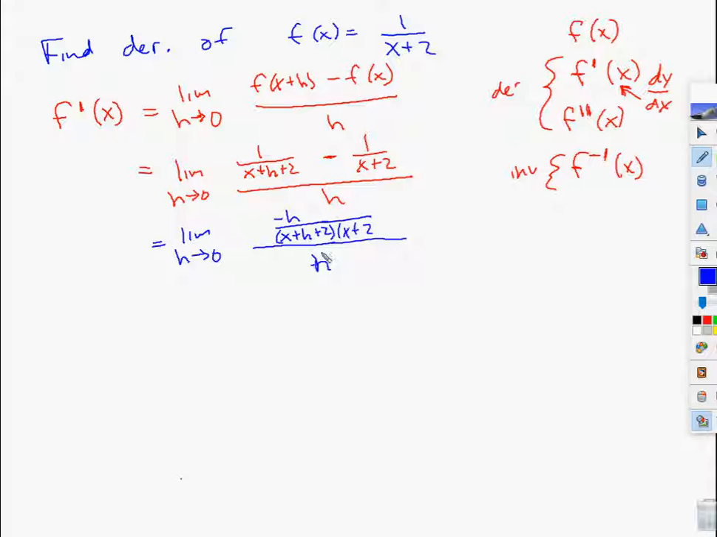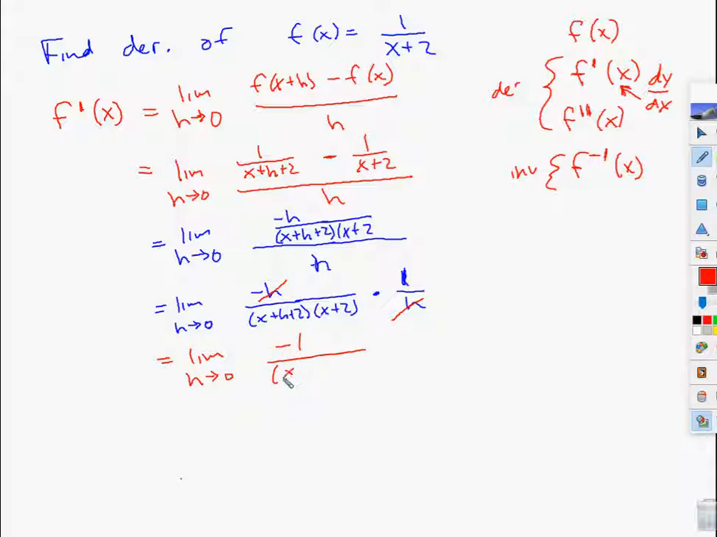Keep, flip, change. I'll actually do the division. So, negative h over x plus h plus 2 times x plus 2. This is a complex fraction. We can go ahead and do the division. Keep, flip. So it would be h, so it's 1 over h. And now we can cancel these. And I get a negative 1. Equals limit as h approaches 0 of negative 1 over x plus h plus 2 times x plus 2.